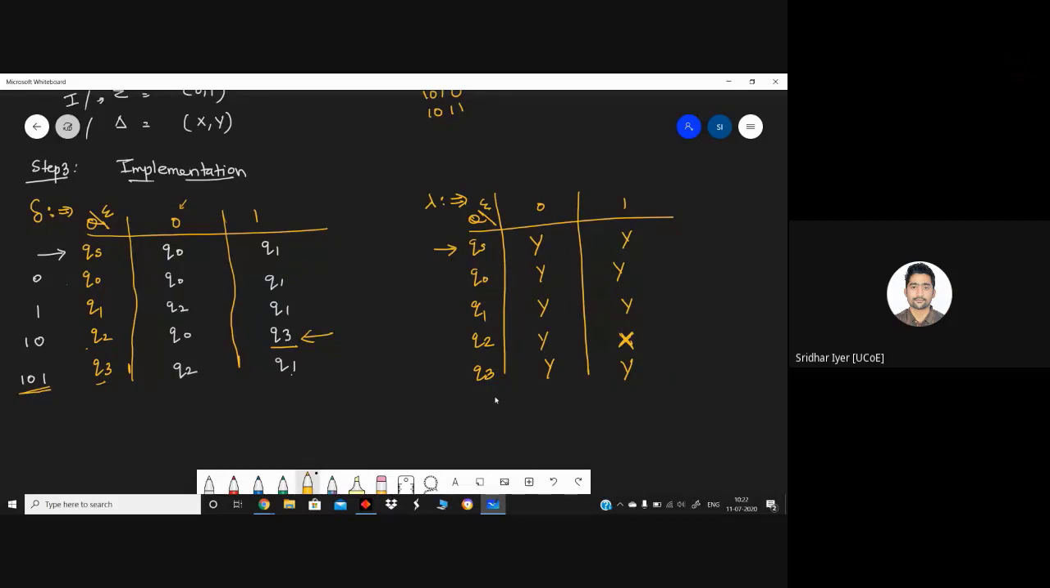So wherever Q3 is present in your table, at that particular intersection we need to output X. Otherwise, everywhere else, it should be output as Y. Clear? So now let's come to the part where we can merge things up. Now, how to merge the states? Jyoti had asked this question. What is the criteria for merging up?